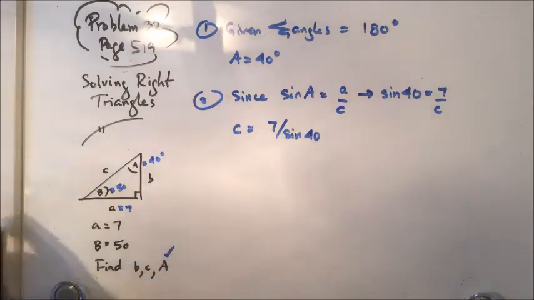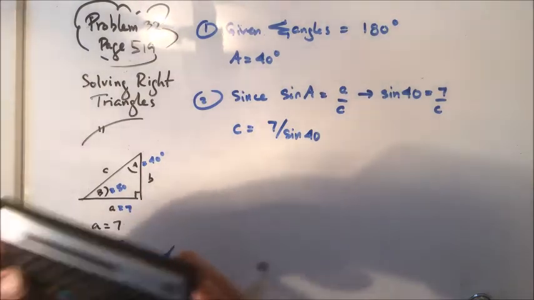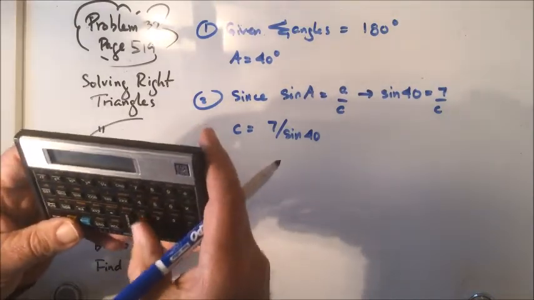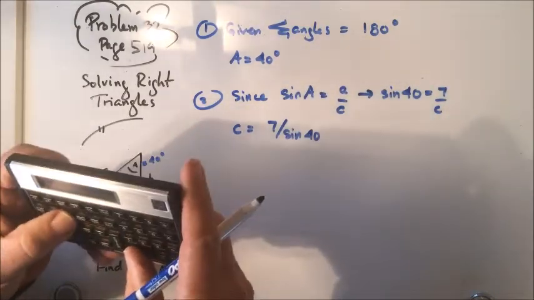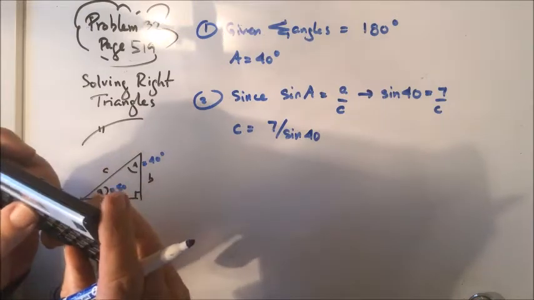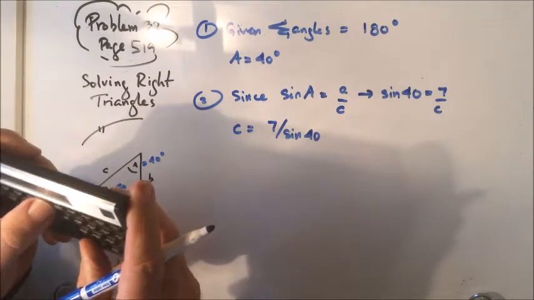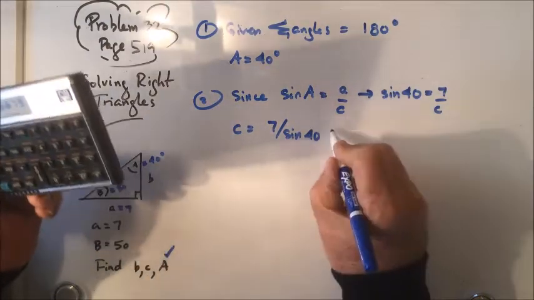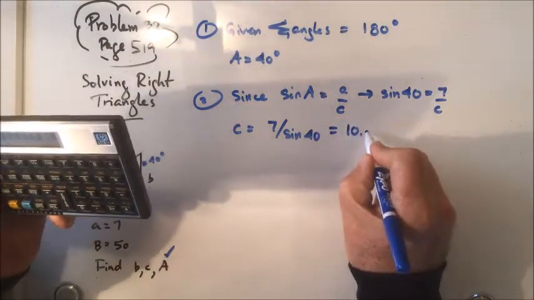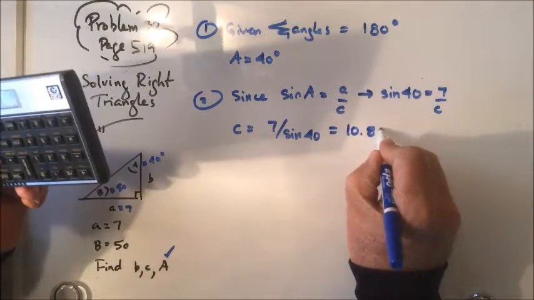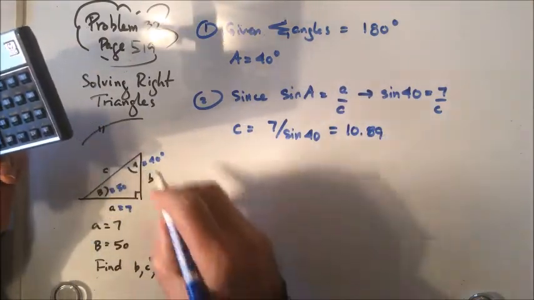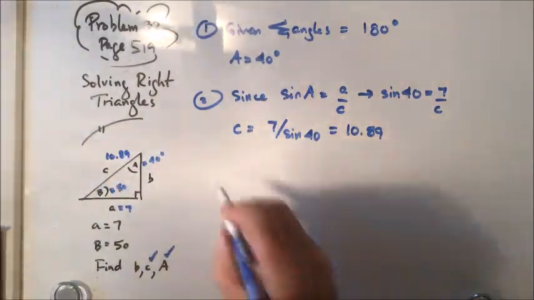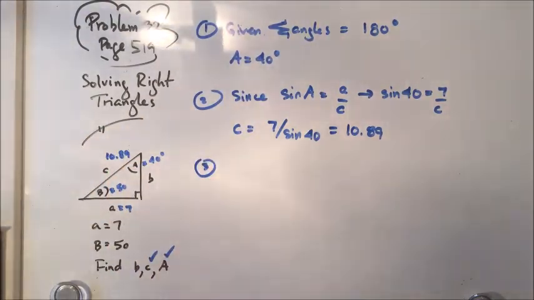So I'm going to pick up my calculator. I'm going to hope it's in degrees mode. I know it's rarely in degrees mode, but it is now. So here's 40, there's the sine of 40. Turn that upside down and multiply by 7. And what I get is that c is equal to 10.89. So there's c, 10.89. And so, what should we do to get b?